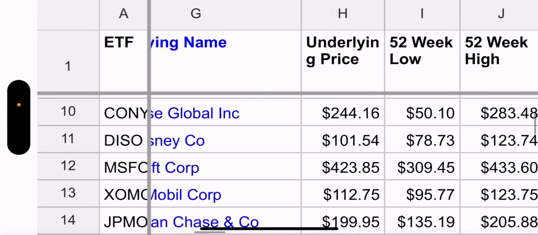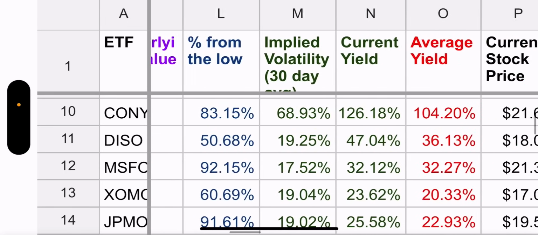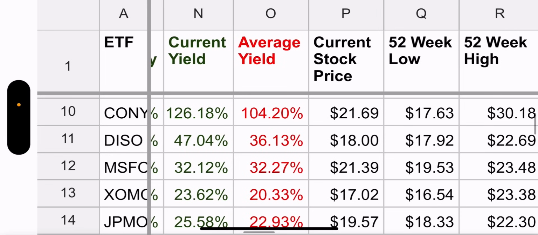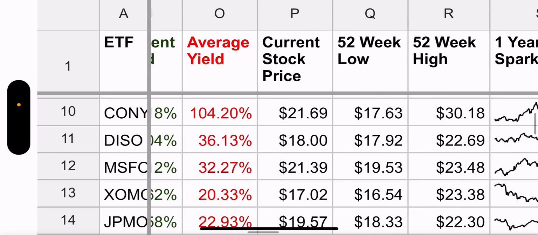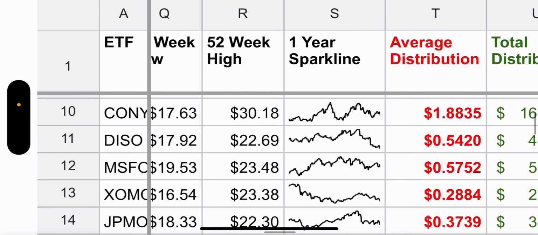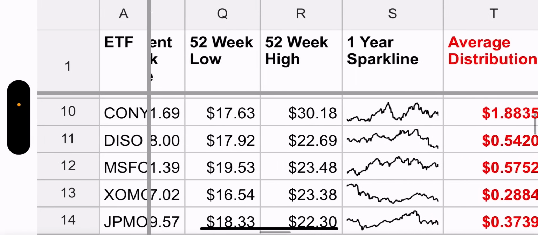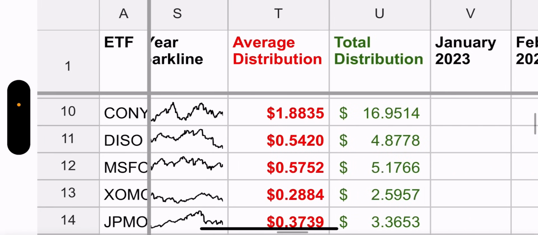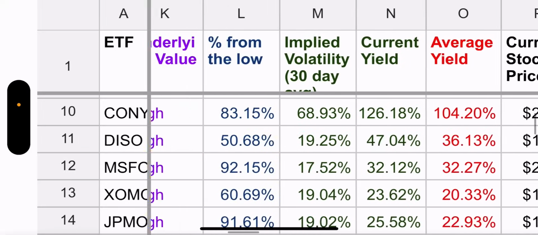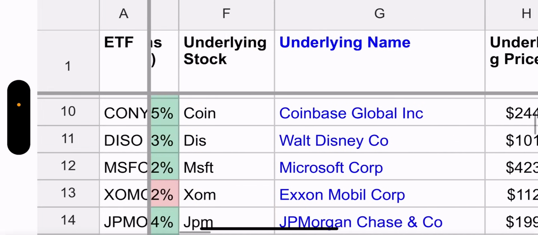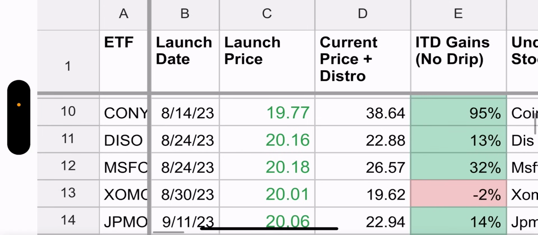We can look at Coney because I know they're a great performer. Their current price is $21.69. So their price is not fantastic right now, but they've been up and down. Obviously, their 52-week high, they were up to $30. Their total distribution is $16.95, which is really good. So you look at $16.95 versus launch price $19.77. Insanity.